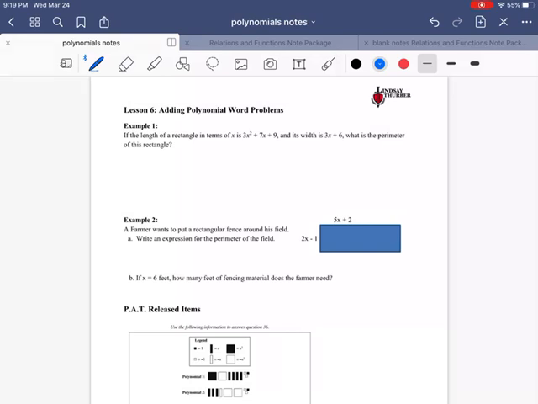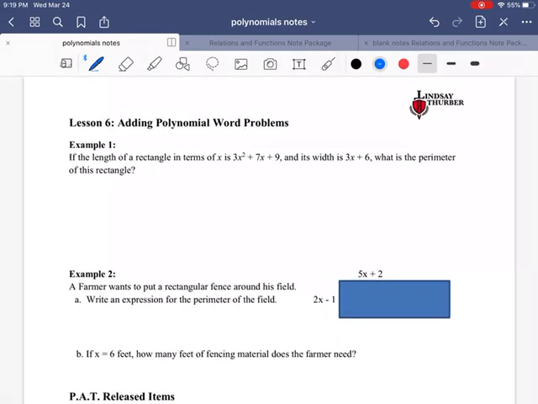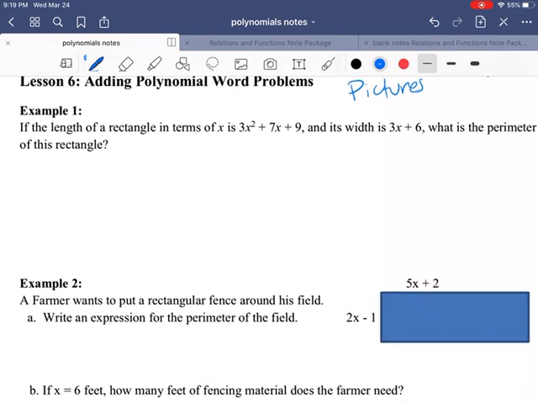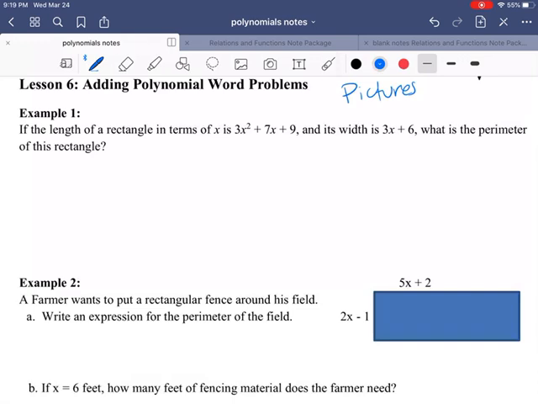All right, here's our next lesson, adding polynomial word problems. So the key with word problems is drawing pictures. They don't have to be great pictures, but you've got to draw a picture. So let's just work through a couple word problems and you'll see what I'm talking about.